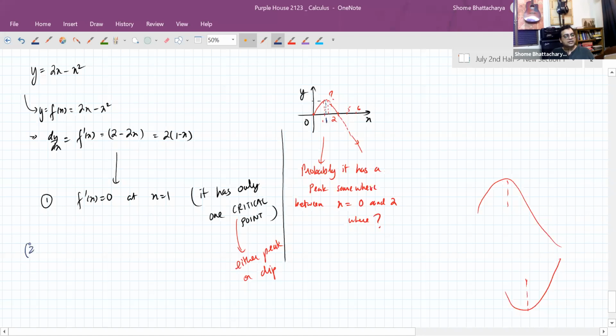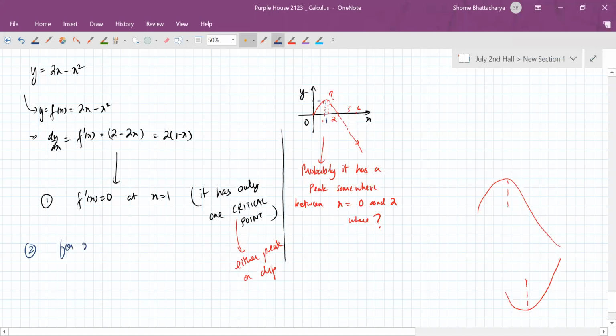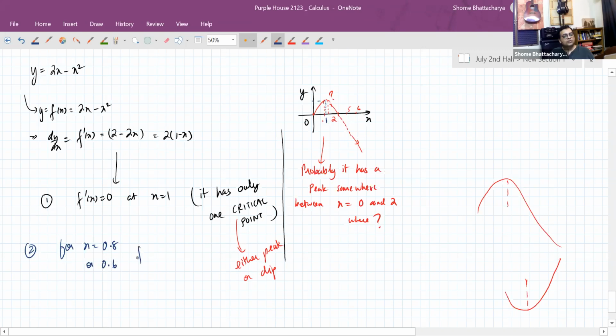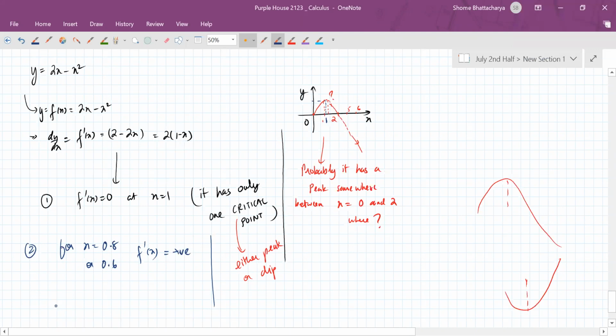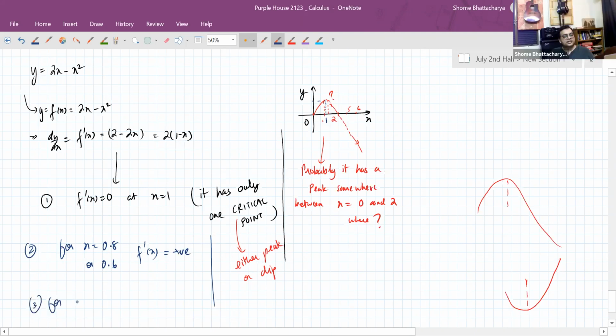Okay. Now secondly, we can see that for x equal to, let's say, 0.8 or 0.6, let's see what is the value of f prime x. So just put x as something less than 1. What kind of derivative you're getting? You get positive. Whereas for x slightly greater than 1, so let's take 1.2 or 1.4 or any of these values, what about f prime x? The moment x is becoming even slightly greater than 1, this thing is negative. You can see this. Okay.